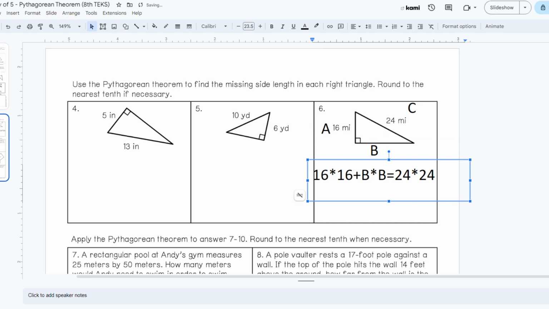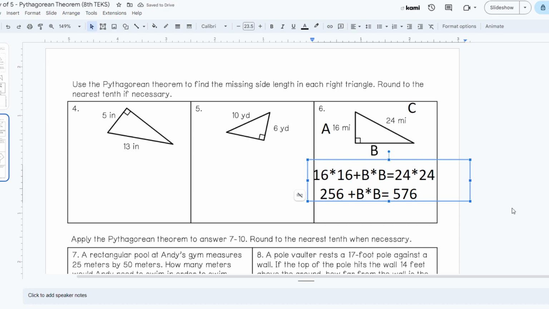Then we're going to calculate what those numbers actually are. So 16 times 16, 256. You could plug it in your calculator to check. Remember, it's always okay. Plus B times itself. We don't know what that is yet. That's fine. Equals 24 times 24. If you have a good memory, you remember it's 576. If you don't, just use a calculator.